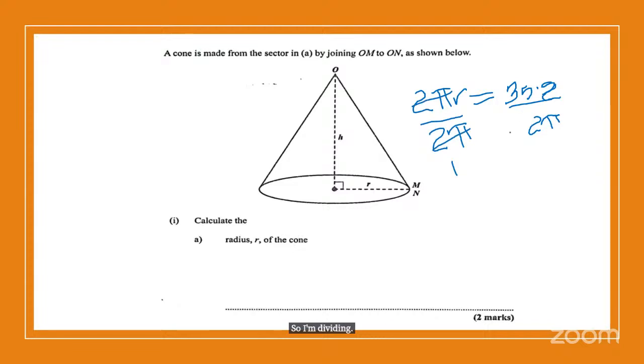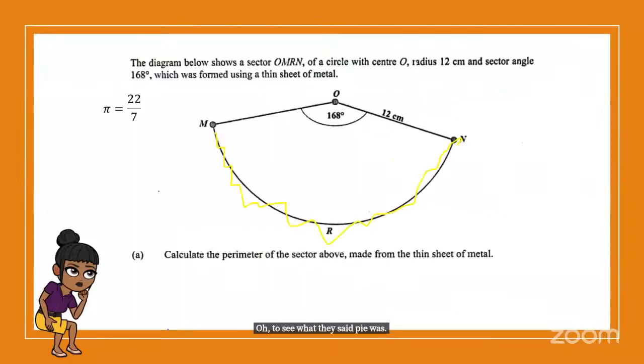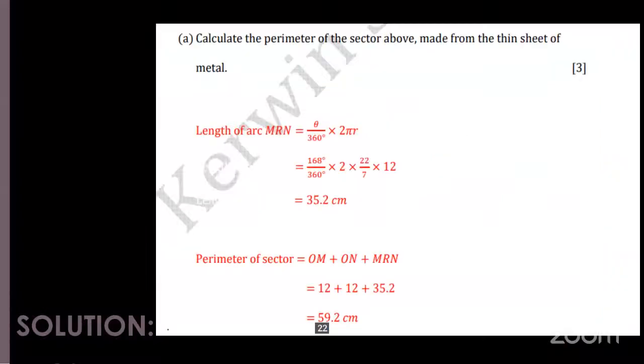So I divide. So I'm left with what? R is equal to 35.2 over 2 pi. So my girl said she doesn't know what's going on here, because she says you should have done something else first, because it's a whole heap of pi. Miss, you can go to the question I did the first one. Oh, to see what they said pi was? Yeah, 22/7. So you go change it to that.